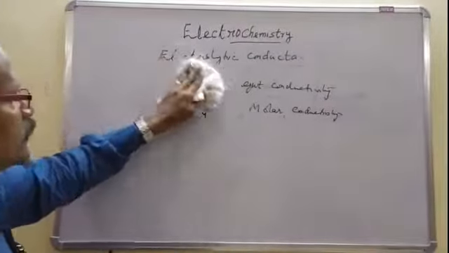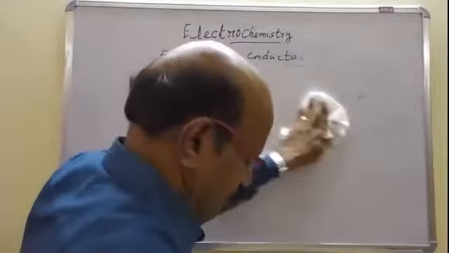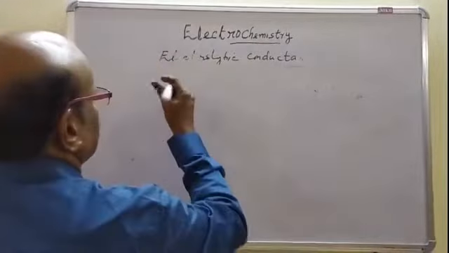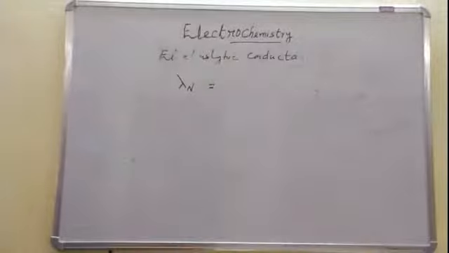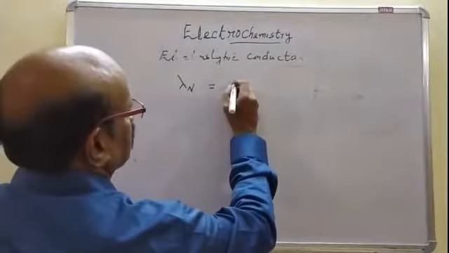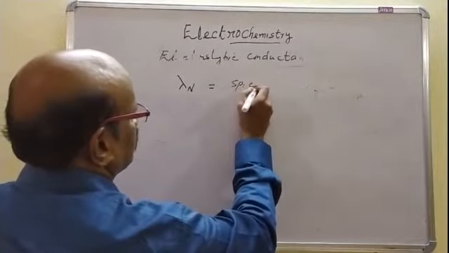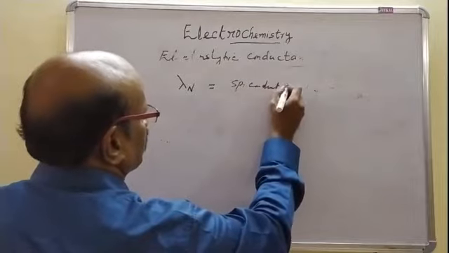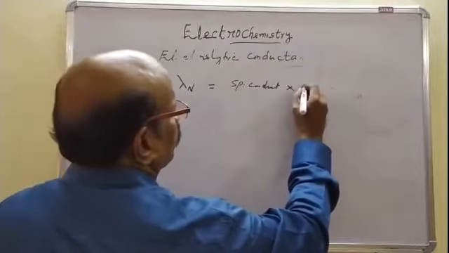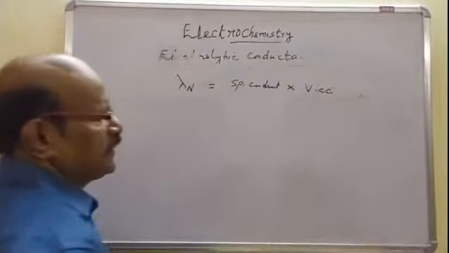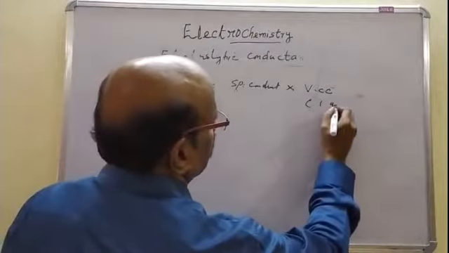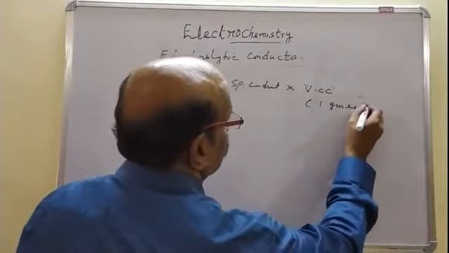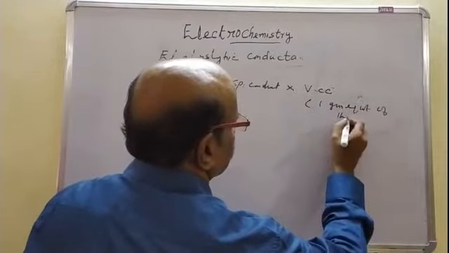Okay? Going to the definition, equivalent conductivity lambda n is defined as the product of specific conductance and the volume of the solution in cc containing 1 gram equivalent of the electrolyte.